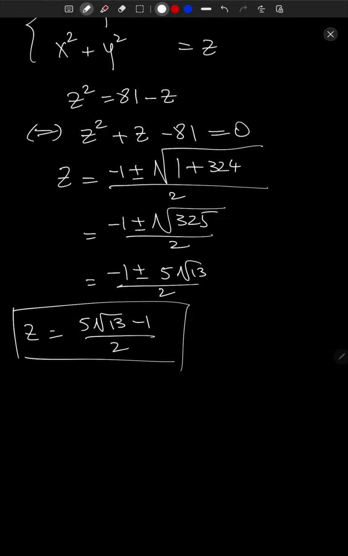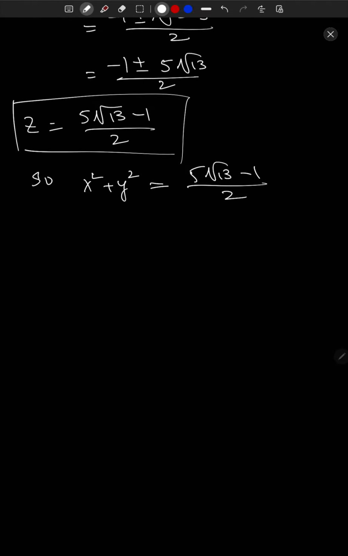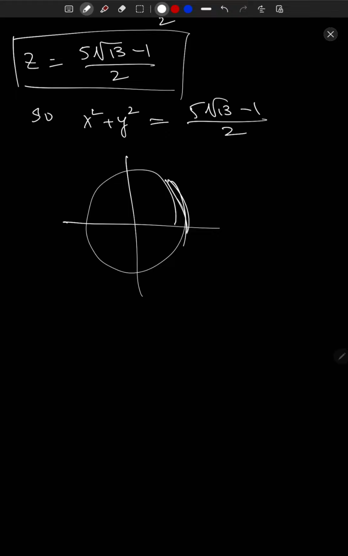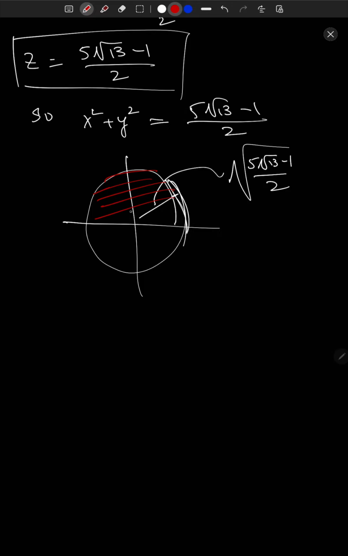y squared should be. So x squared plus y squared should be equal to z. So x squared plus y squared is equal to 5 root 13 minus 1 over 2. All right, so that tells me my intersection region is actually a circle of radius square root of this whole business here, 5 root 13 minus 1 over 2. So that's the region that we want to integrate over.